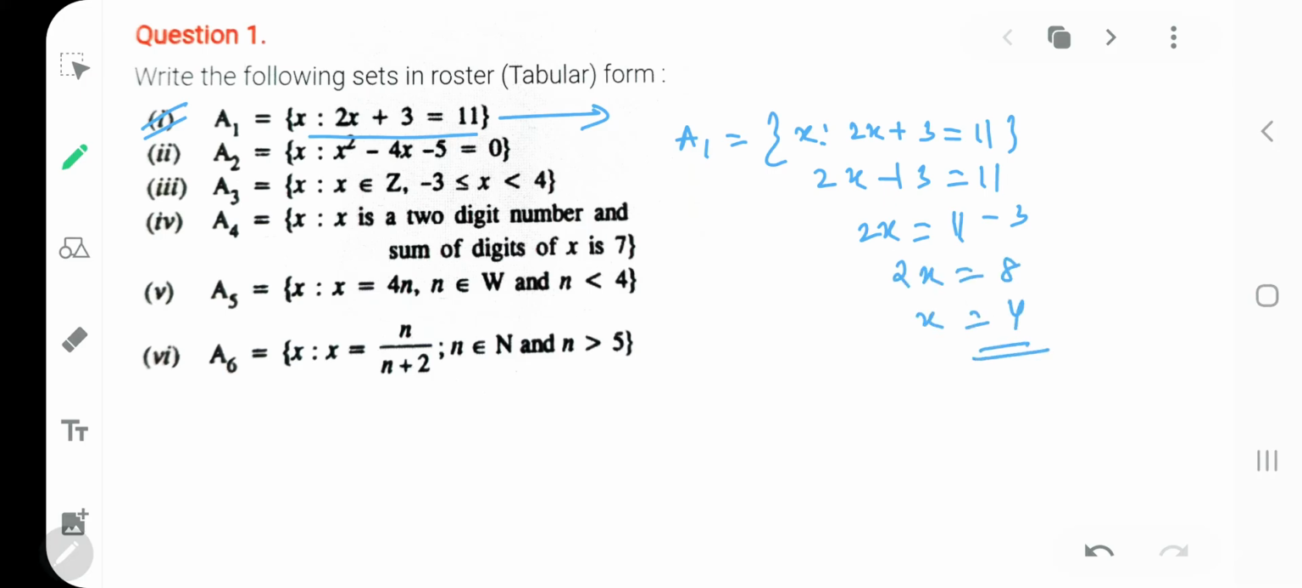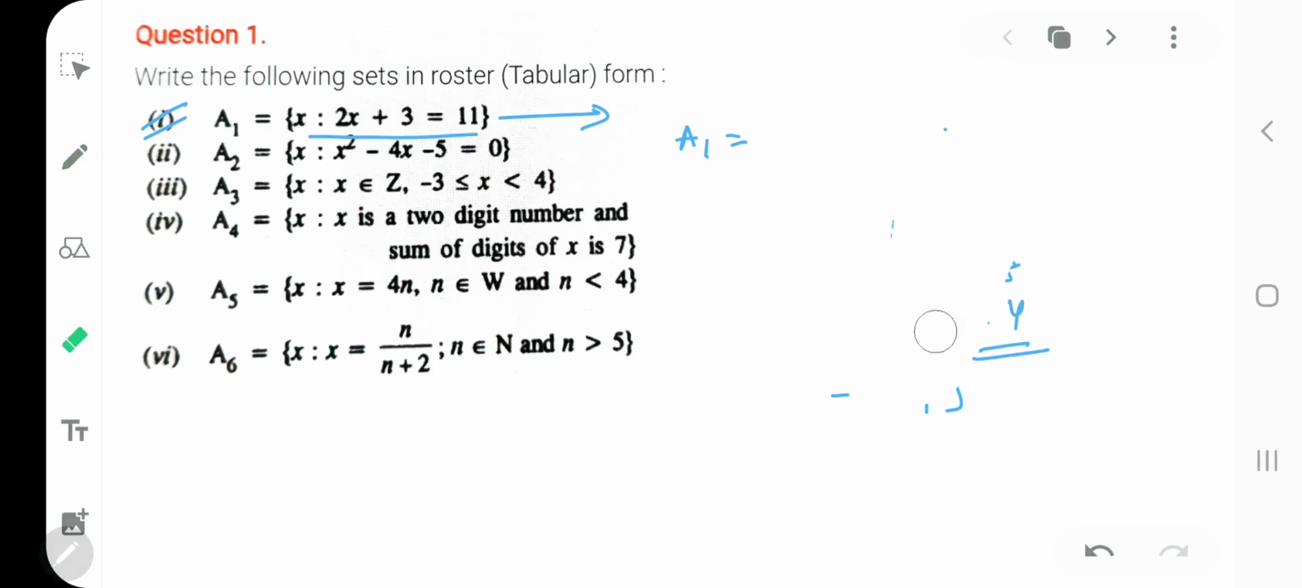Once you got the value of x, you have to present it in roster form. That is, you have to put the elements into your set. So A1 will be equal to 4, the element present in this set. Clear? Okay, perfect. We'll do next.